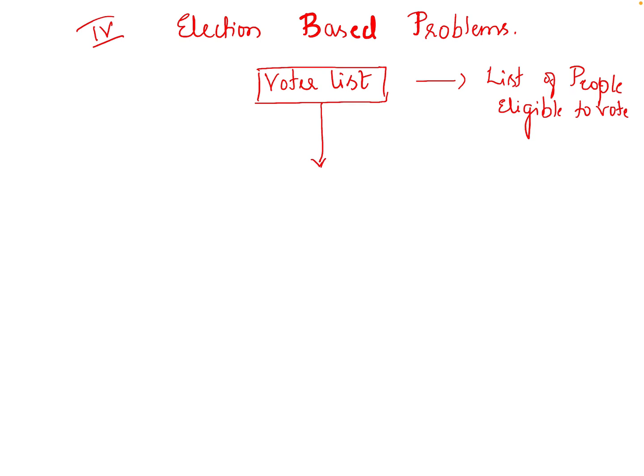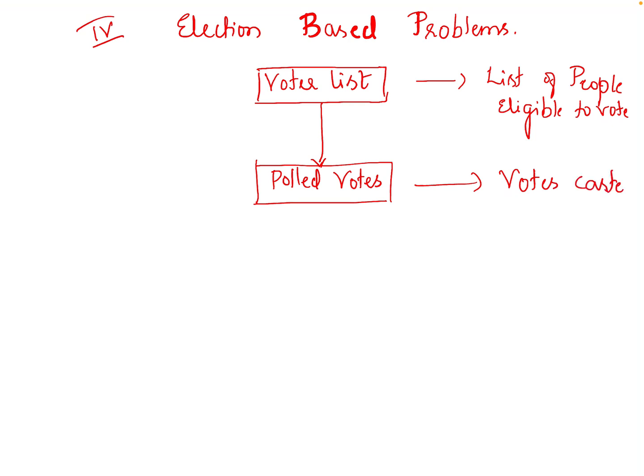Then after voting, we have something called polled votes. Polled votes are the votes which are casted, votes given by the people. Not all people from the voter list will come for voting, isn't it? Only some people will come. So those people who come and give their vote, we call them polled votes.